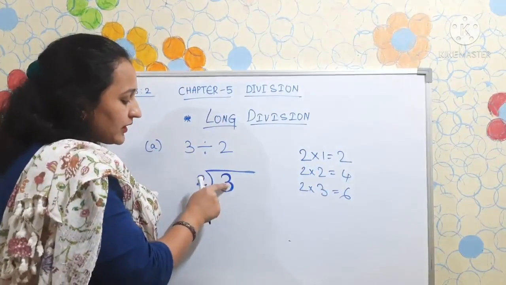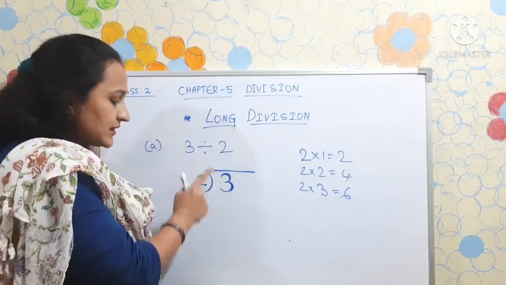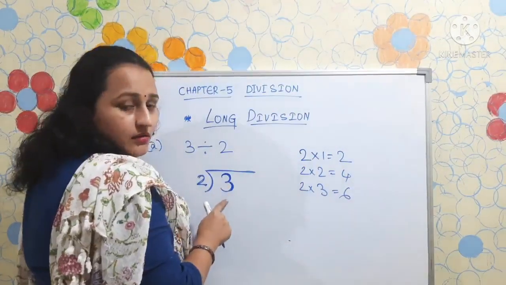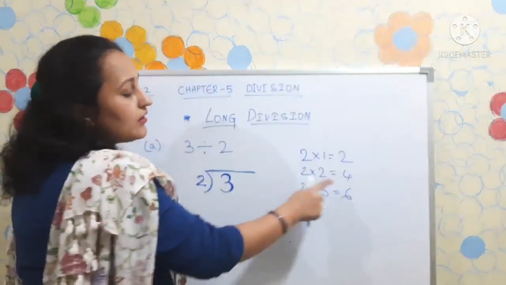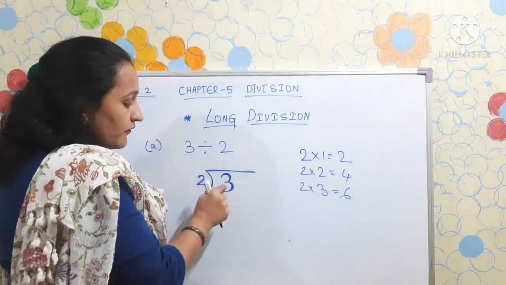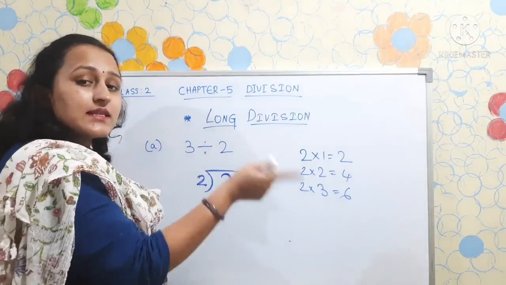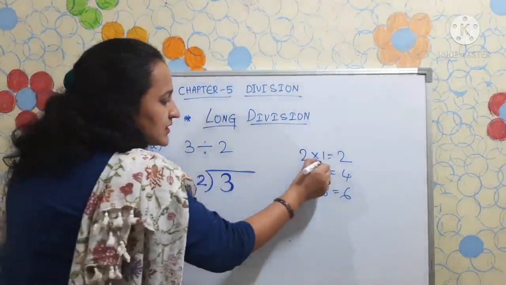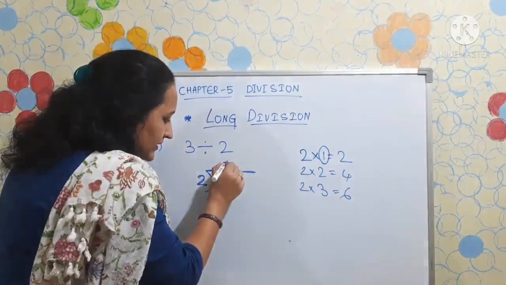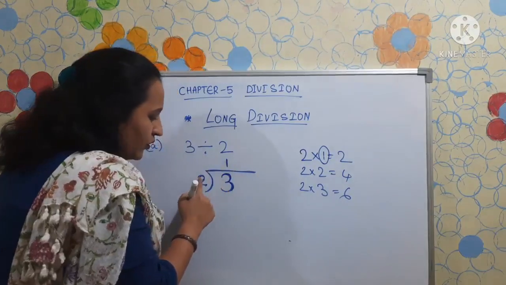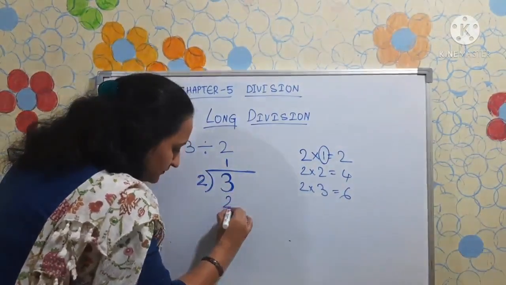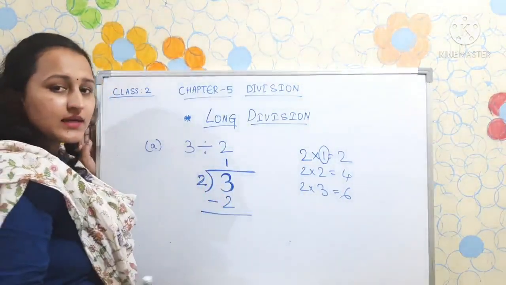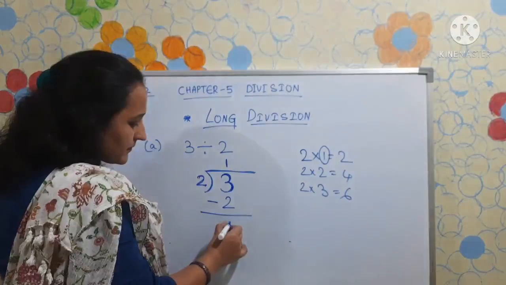So we are going to take the number which is less than 3. Are we going to take 2 here, or 4? 4 is bigger than 3, so we take the number which is less than 3. So 2 times 1 is 2. This 1 we write here. Now subtract 2 from 3. How much do we get? Yes, 1.